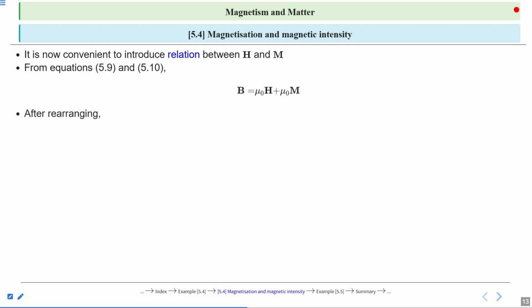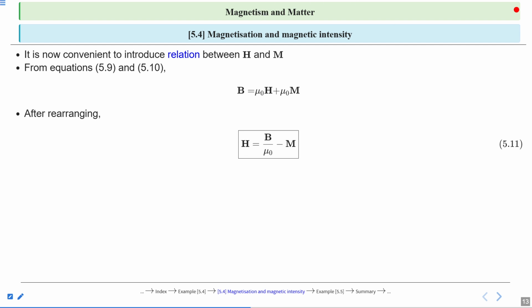Now, after rearranging this, find H from here. Take mu naught as common. It will result in H plus M. Mu naught will go down in the denominator of B, so it will become B by mu naught. H plus M will remain on the right side. M will go to the side of B and get subtracted. So after rearranging the above equation, H will be equal to B by mu naught minus M. This is equation 5.11. This is the relation between H and M.